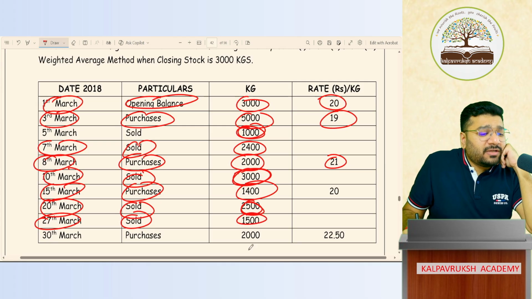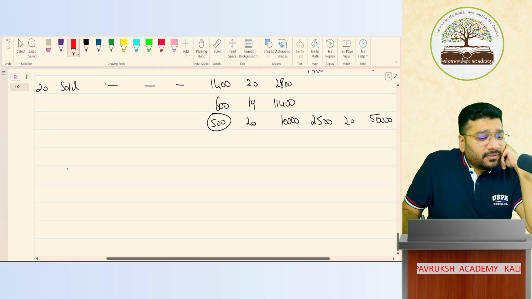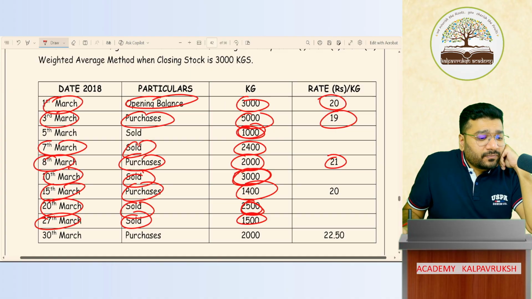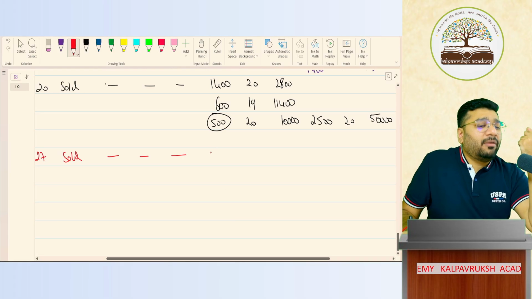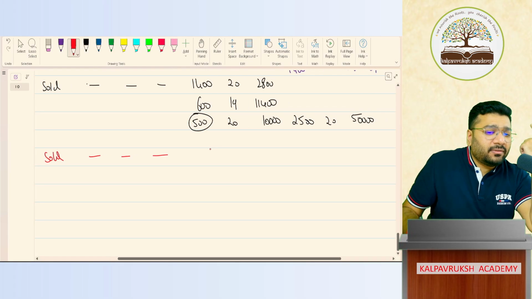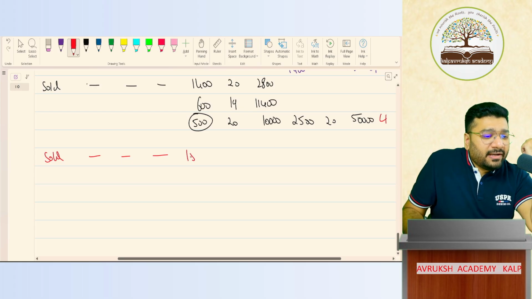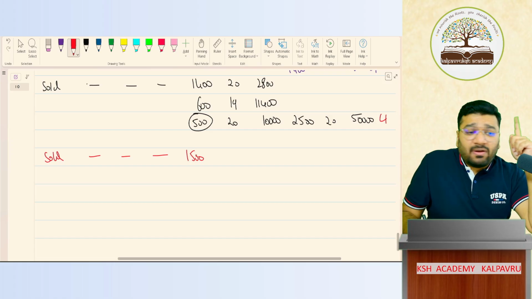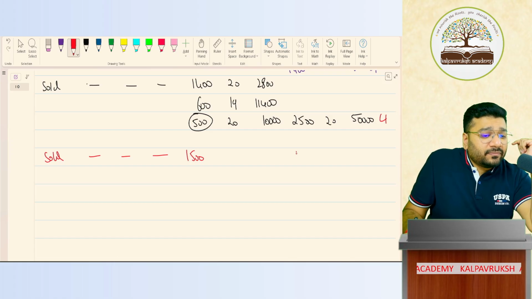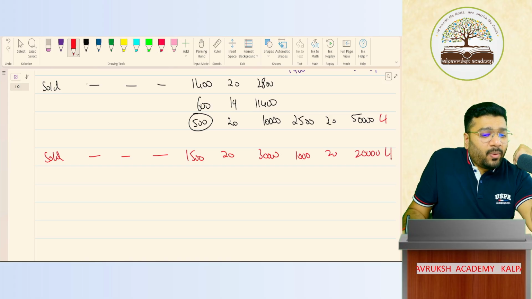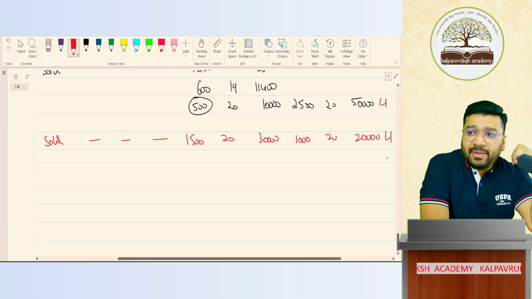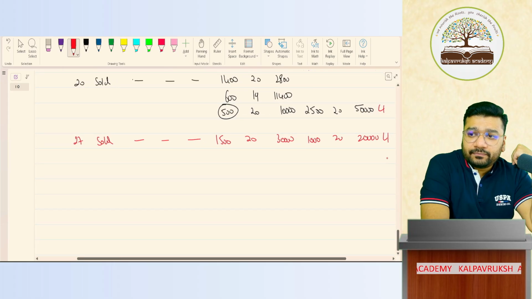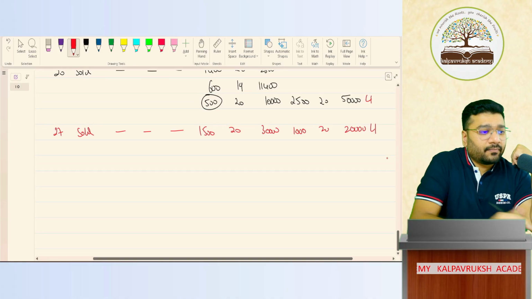27th March sold 1,500 kg. Oh my god, again a sale. 27th March sold how many kg? 1,500. I have only one lot, which is lot 1, so I'll take the full 1,500 from that. From 2,500 kg, if I minus 1,500, what is the balance? 1,000. Into 20, how much? 20,000. This is L1. Any big difficulty? Next.